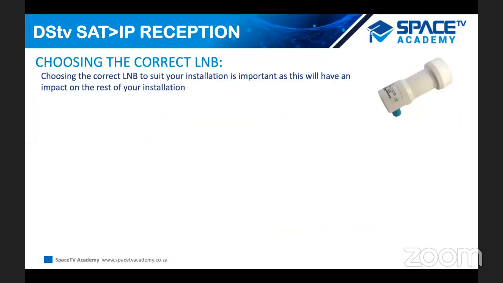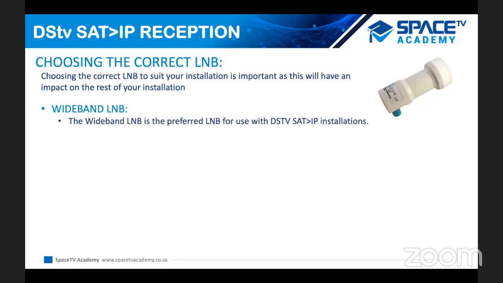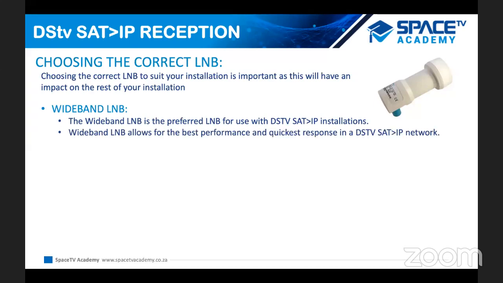So choosing the correct LNB, this is very important. Choosing the correct LNB to suit your installation is important, as this will have an impact on the rest of your installation. The first LNB which can be used as SATIP is the wideband LNB, which is probably new to many. So the wideband LNB is the preferred LNB for use with the DStv SATIP installation. The wideband LNB allows for the best performance and quickest response in this DStv SATIP network.